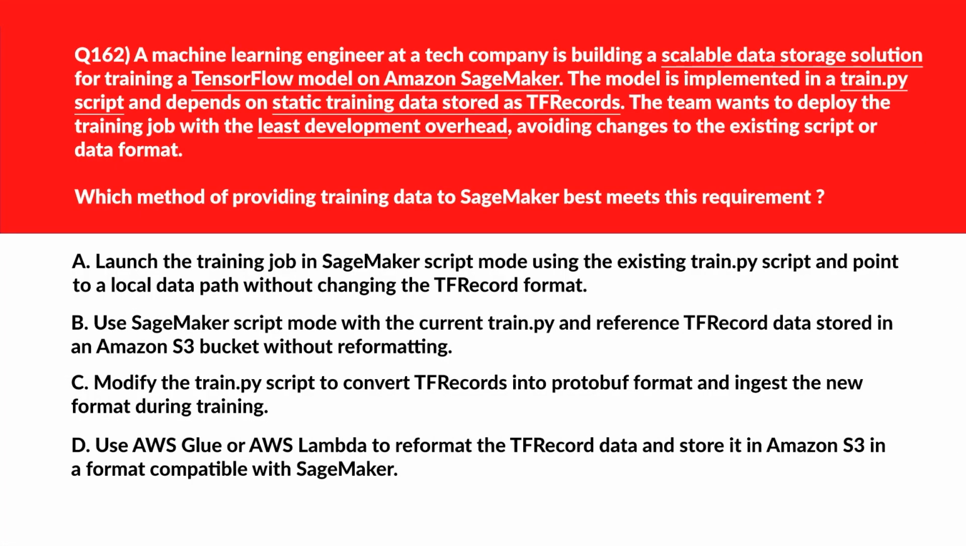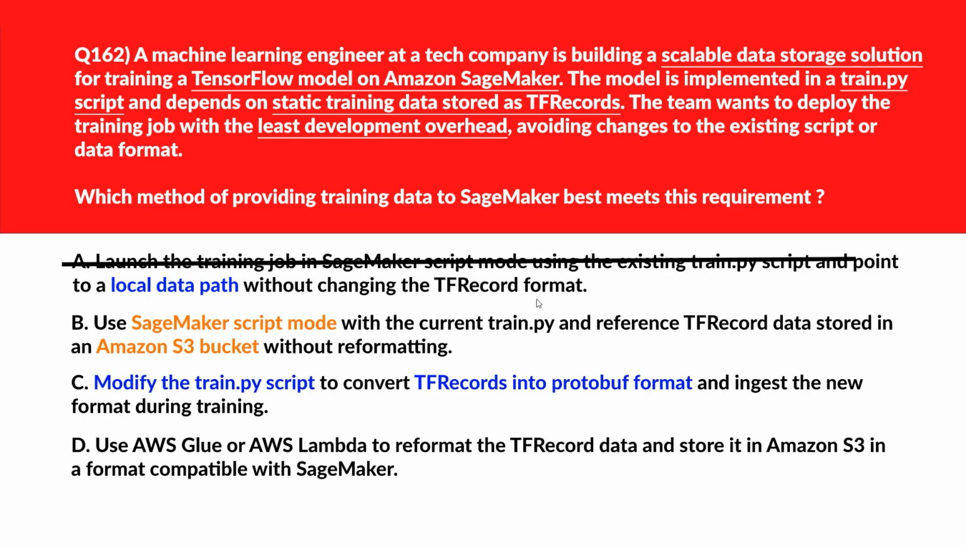Alright, now let's look at this question. Option A says launch the training job in SageMaker script mode using the existing train.py script and point to a local data path without changing the TF record format. Local path usage requires custom container setup and doesn't scale well for distributed training. Incorrect. We'll move to now option B.